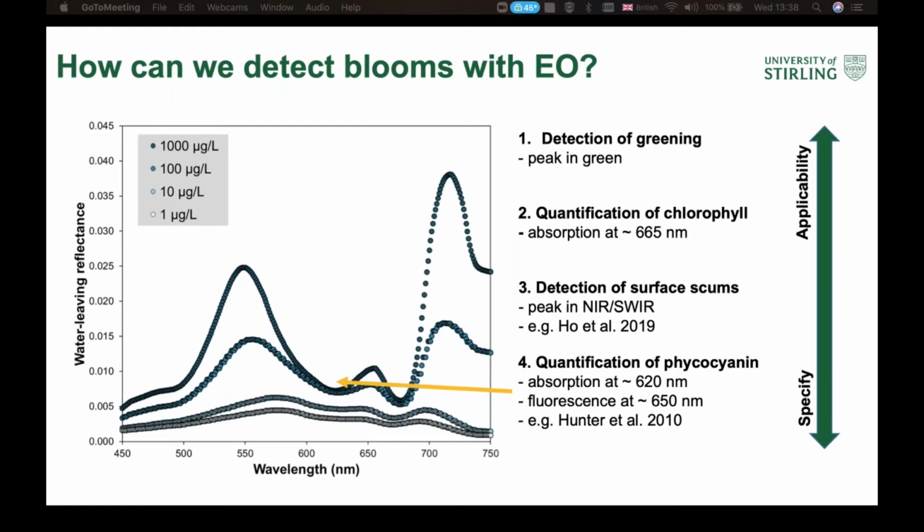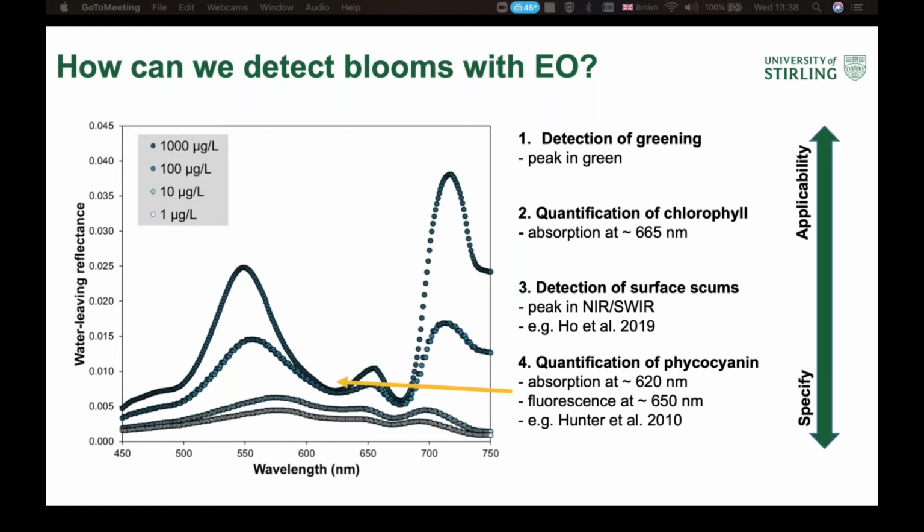Points 1 and 2, and 3 as well, have greater applicability across sensors. There are many sensors out there that record this information at these wave bands, but as we said, especially points 1 and 2 are general for all phytoplankton species.